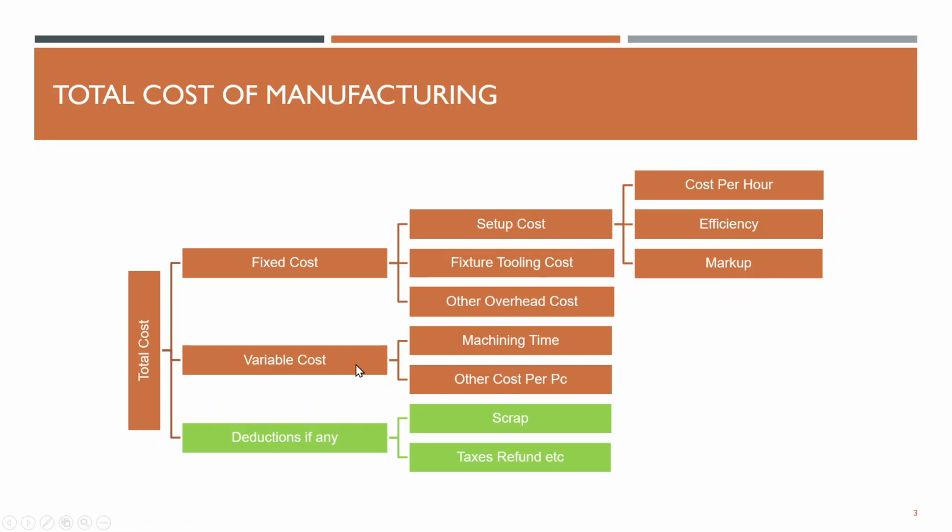Then we have the variable cost. Variable cost is nothing but the machining time that has been incorporated and any other cost that is going on per piece basis. So this has been covered under variable cost. And then if you are interested, we could also deduct the scrap and tax refunds. That can also be eliminated from this. Scrap has already been considered in our estimation process, but if there are any tax refunds, then you could also consider that.